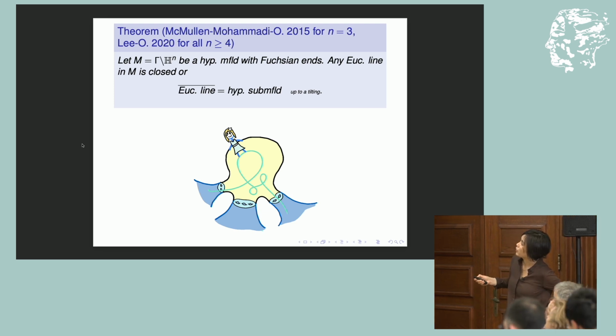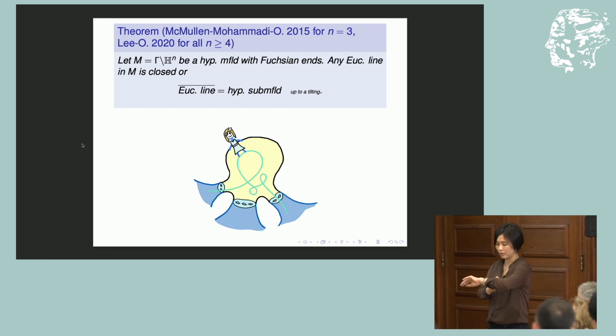Right, so I hope I explained what this picture meant. So this is the infinite volume hyperbolic manifold with the Fuchsian end. She's traveling, so she either disappears or she gets to see some hyperbolic worlds.